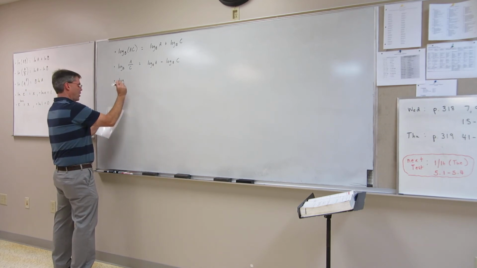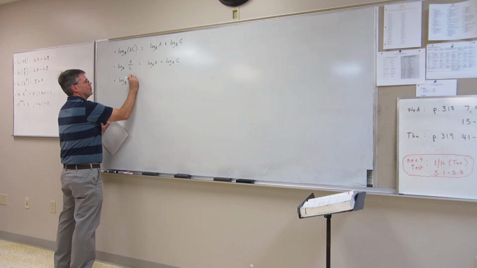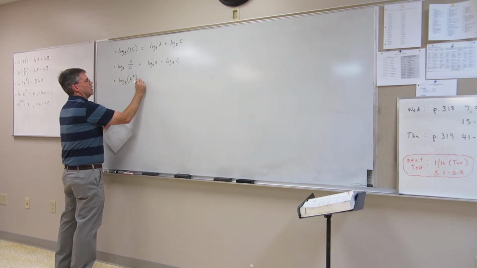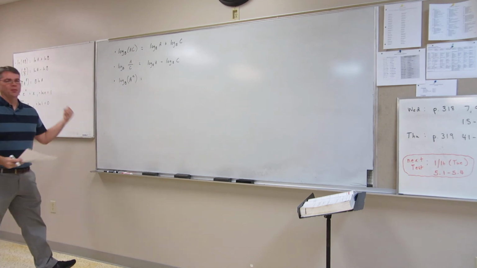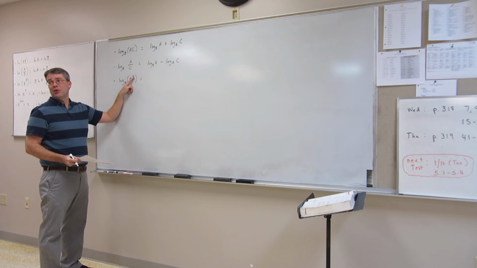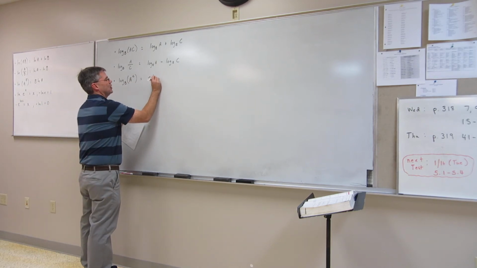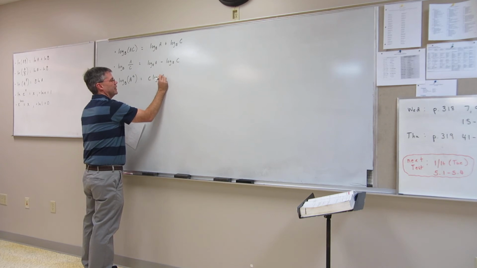And then if we have log base b of a to the c power, does anybody remember? Well, it's up on here. But what you do is you can bring the exponent out front. So that's going to be c times log base b of a.